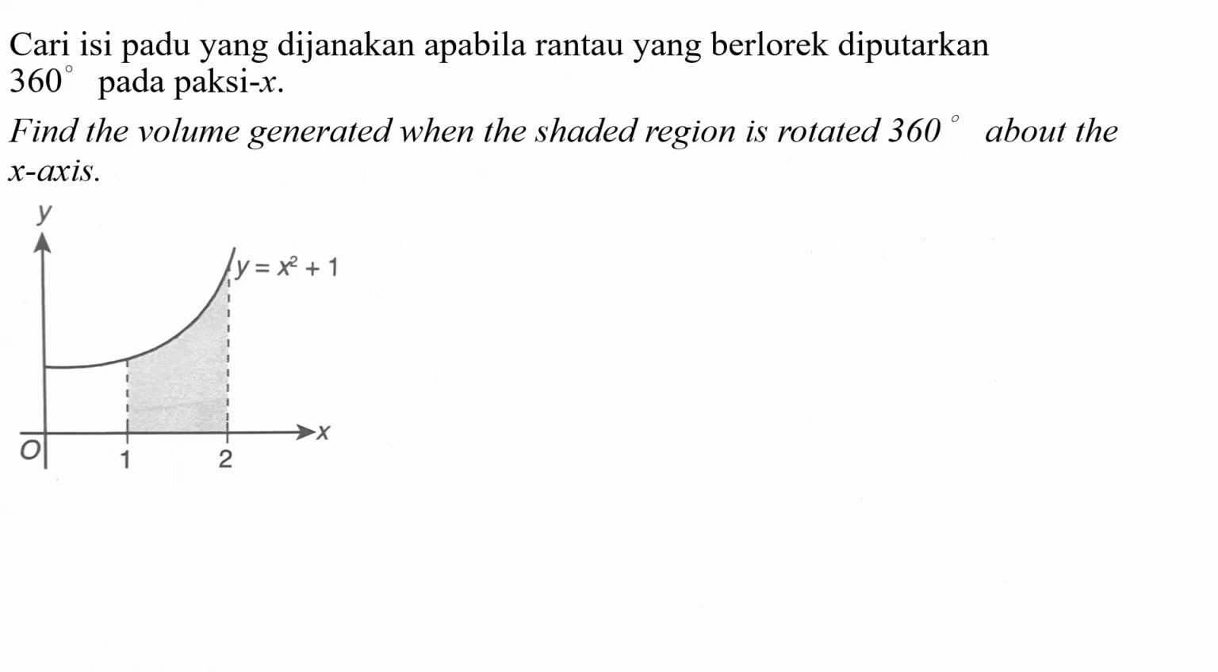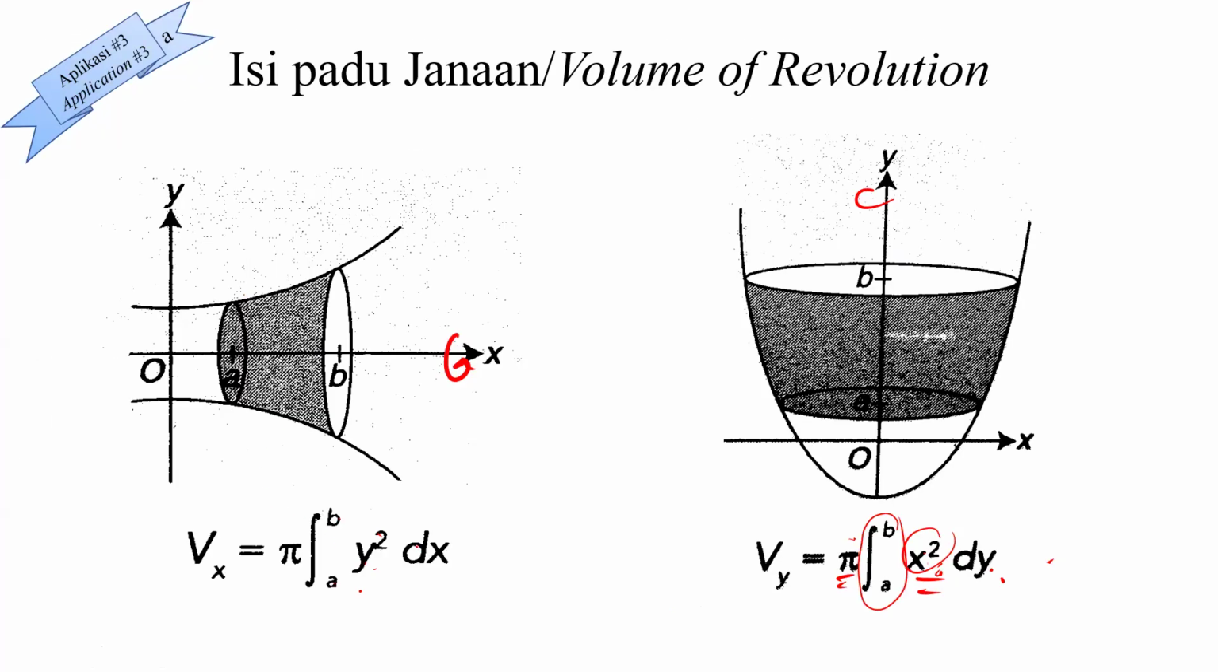Every time you integrate, it is a generation of 360 degrees. If it is 180 degrees, which means you only get this part, a semicircular part, then after you get the answer from your integration, you need to divide by 2.